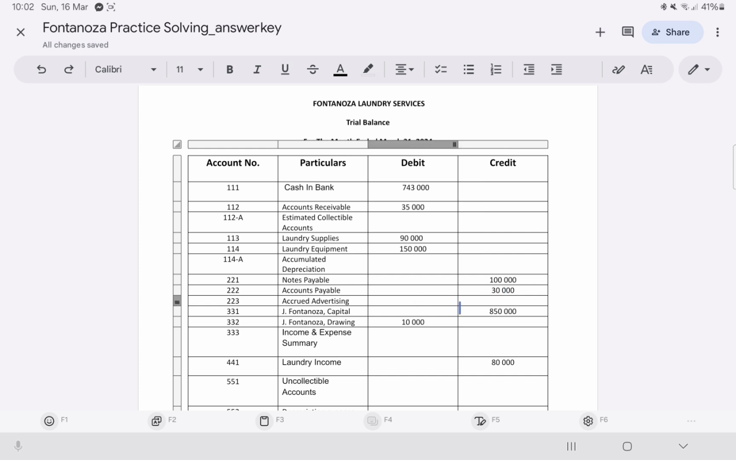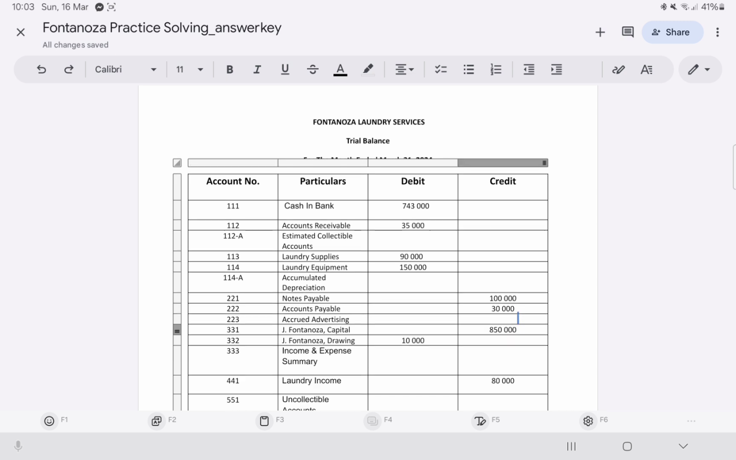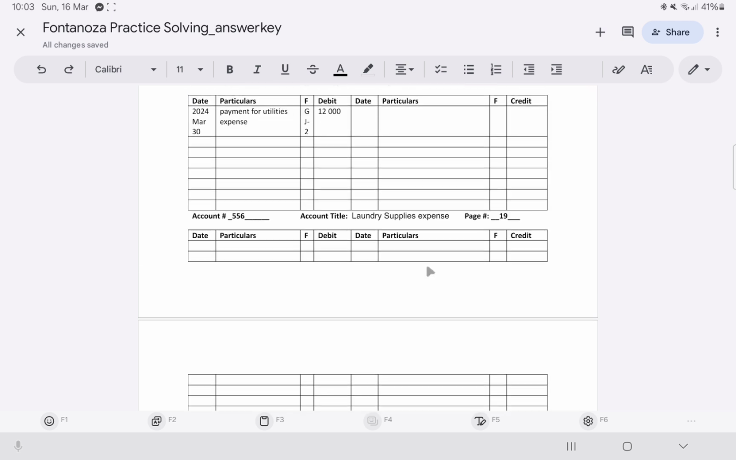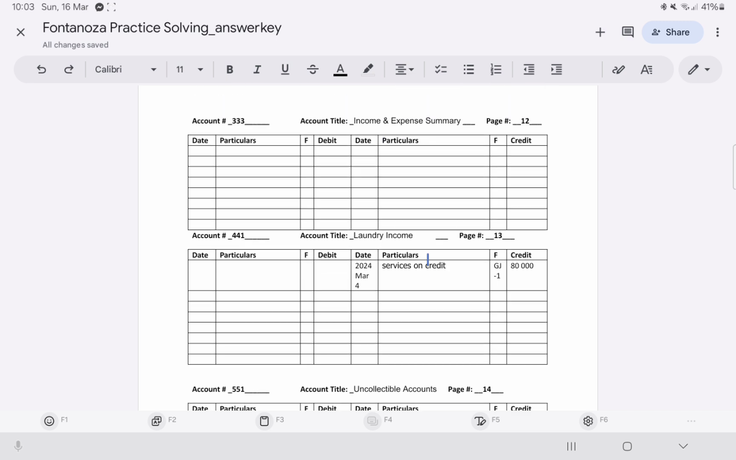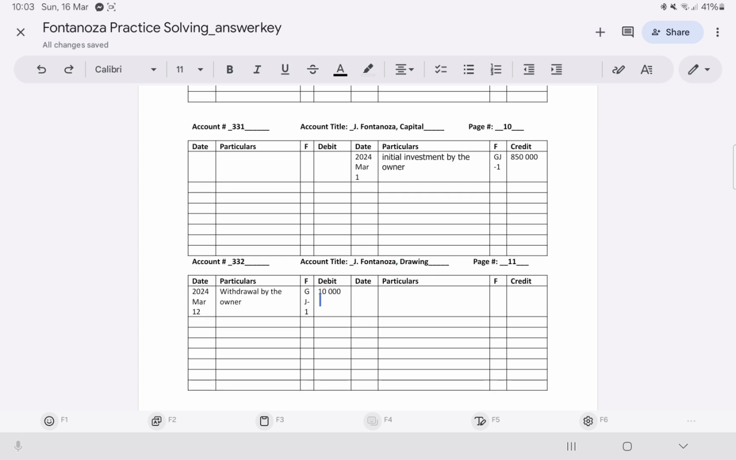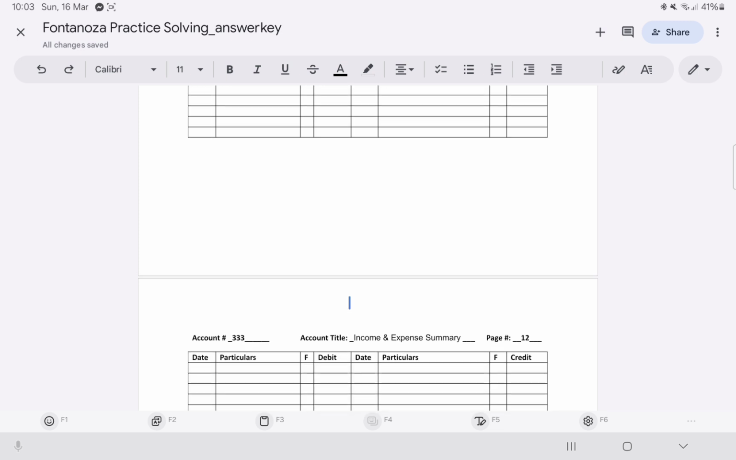So our credit advertising, no data yet. And J Fontanoza Capital, so 850,000. That's the investment by the owner. And J Fontanoza Drawing 10,000. That's his or her withdrawal, she withdrew for her personal use 10,000. So go to the general ledger. Okay, so J Fontanoza Capital, credit 850,000, correct? And J Fontanoza Drawing, debit for 10,000 pesos.